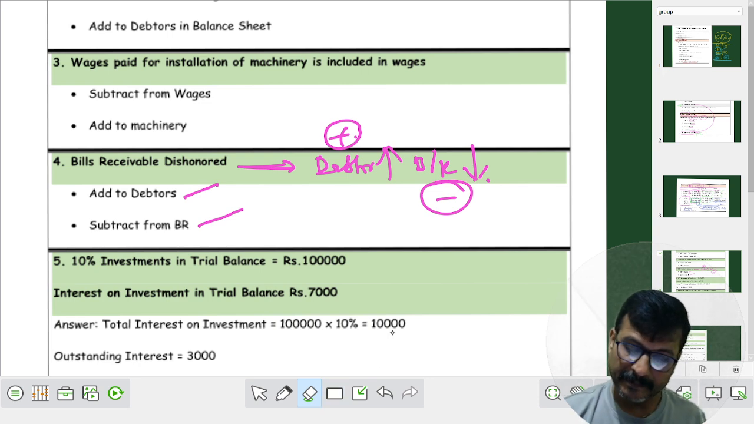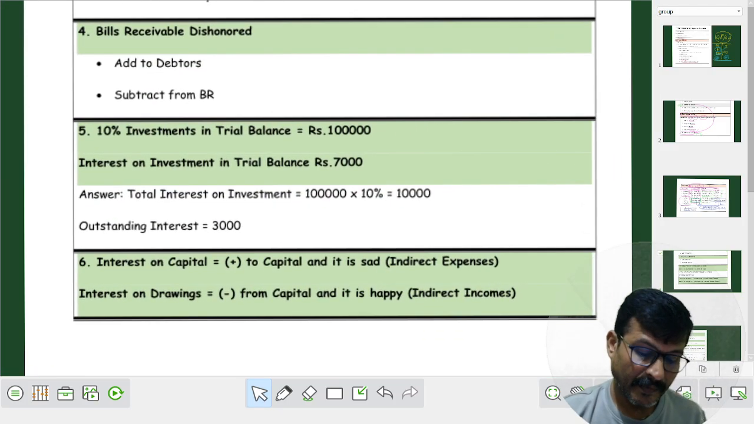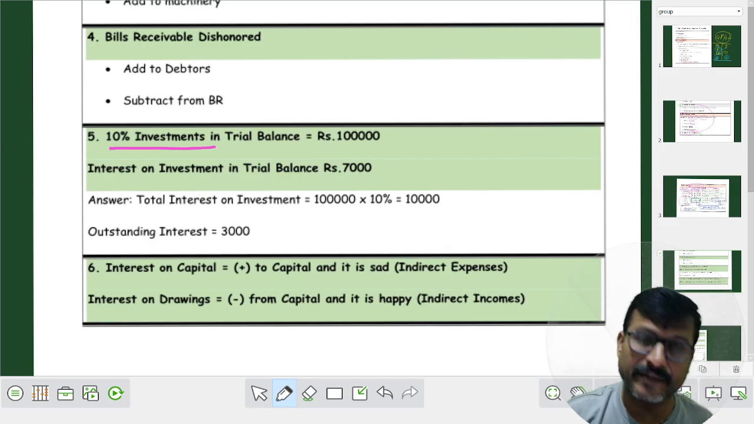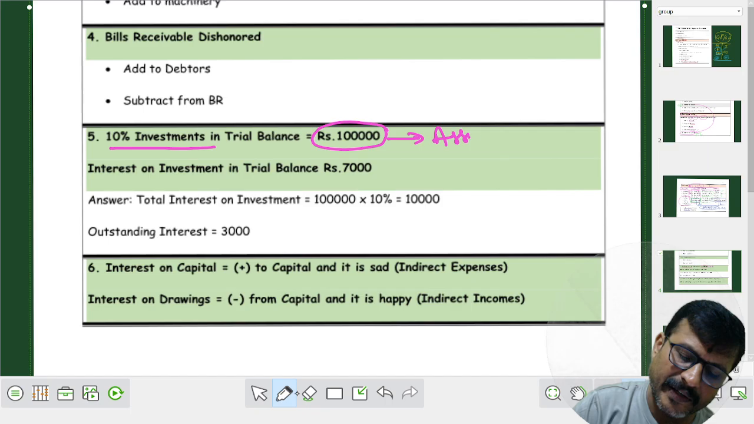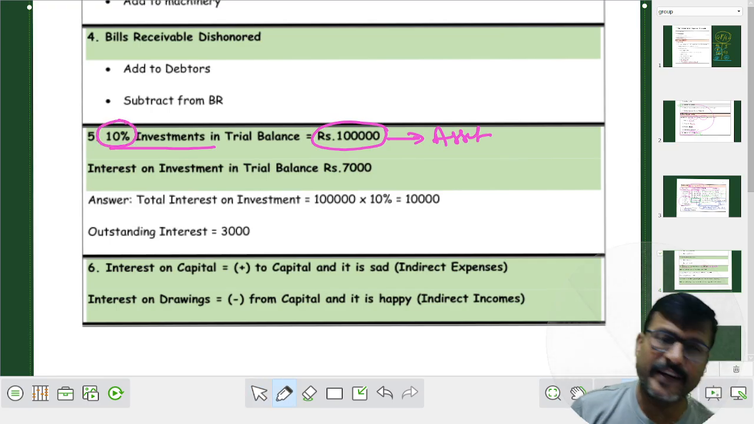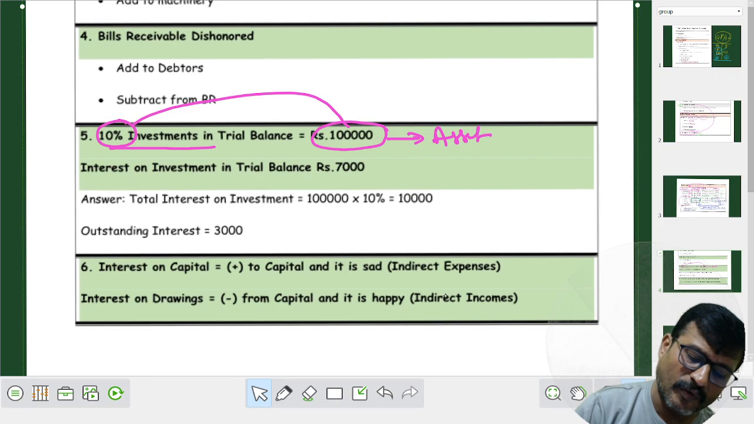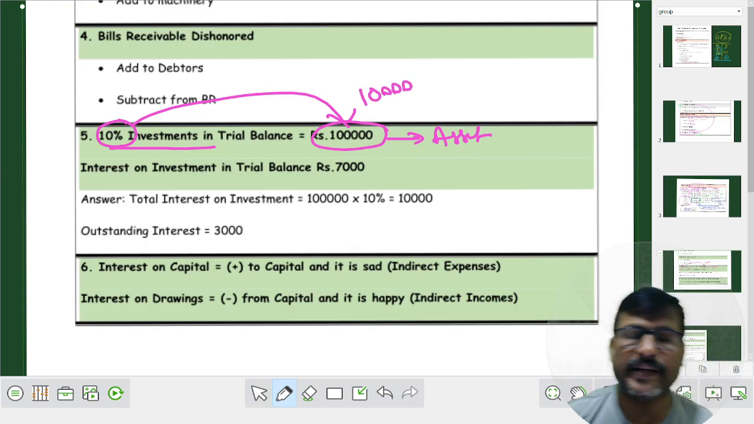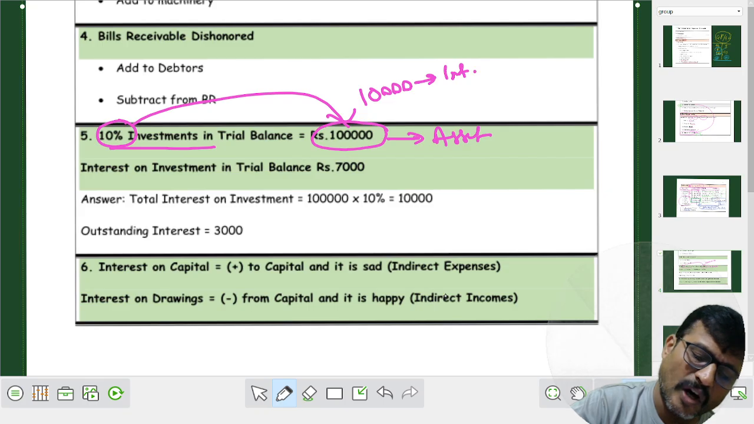See what happened here. 10% investment. How much investment? 1 lakh. Remember, 1 lakh rupees is an investment. Investment is an asset. On this 1 lakh, what is the percentage of interest? 10%. What is 10% of 1 lakh? It comes to rupees 10,000, my dear student. This is the interest, interest on investment. Interest is an indirect income. Indirect income comes in P&L account.